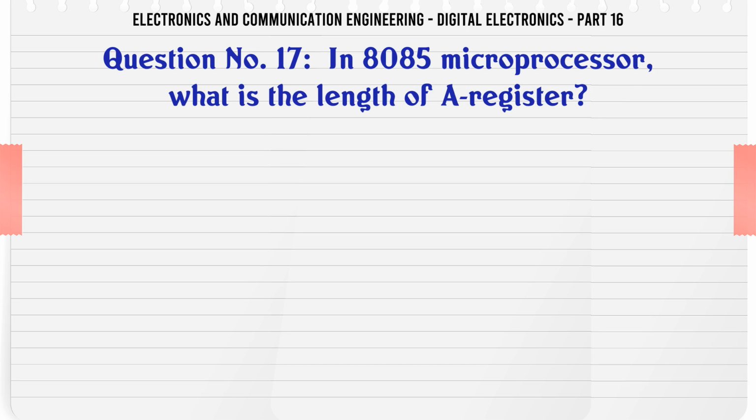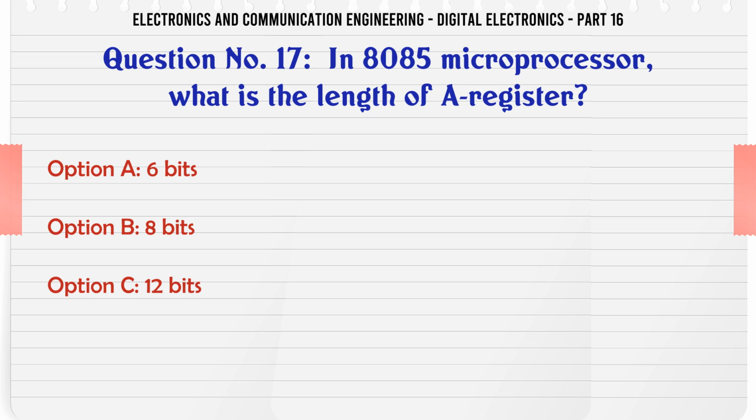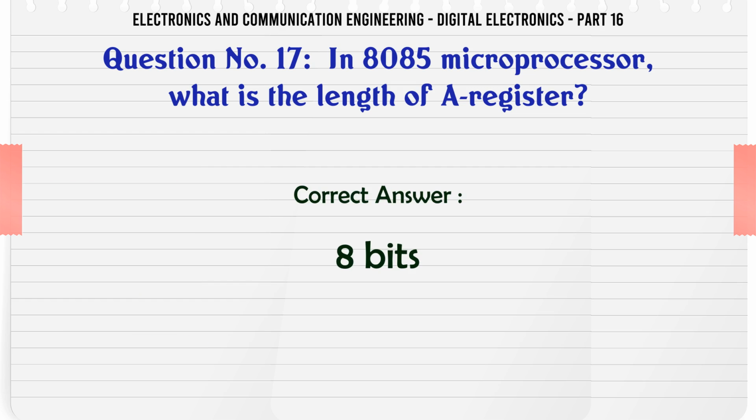In the 8085 microprocessor, what is the length of a register? A. 6 bits, B. 8 bits, C. 12 bits, D. 16 bits. The correct answer is 8 bits.